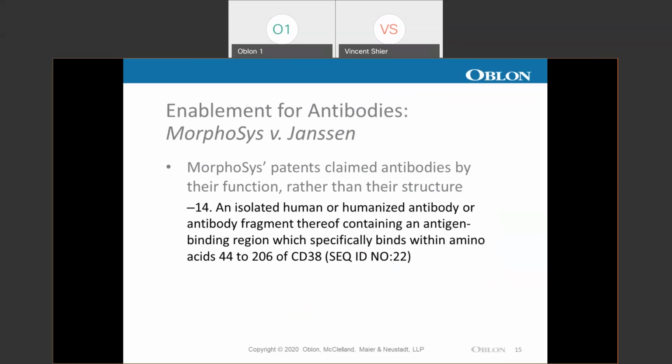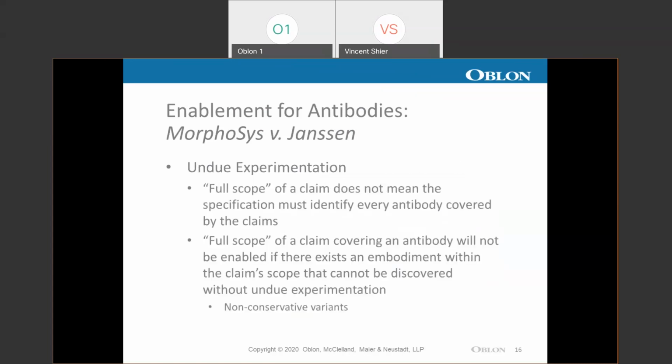Here, Janssen asserted that the claims were invalid as not sufficiently enabled or lacking written description. And the court held that the claims are not sufficiently enabled because they encompass a very large number of different unique antibodies, and where the specification only disclosed 4 example embodiments that fell within the scope of the claims. Morphosis v. Janssen shows us that when evaluating whether the specification enables the claims, there are 2 key factors to consider. The first is undue experimentation.